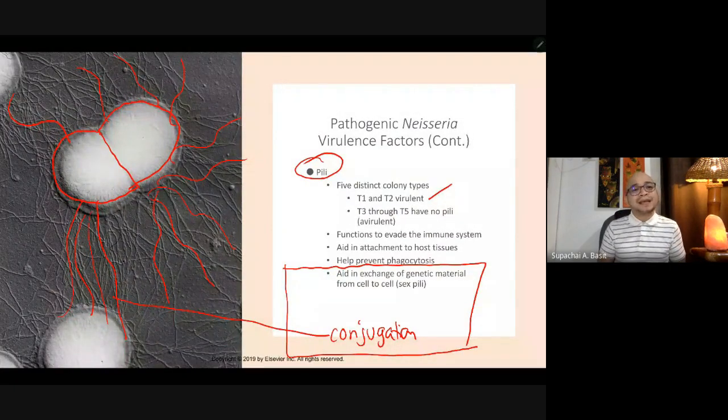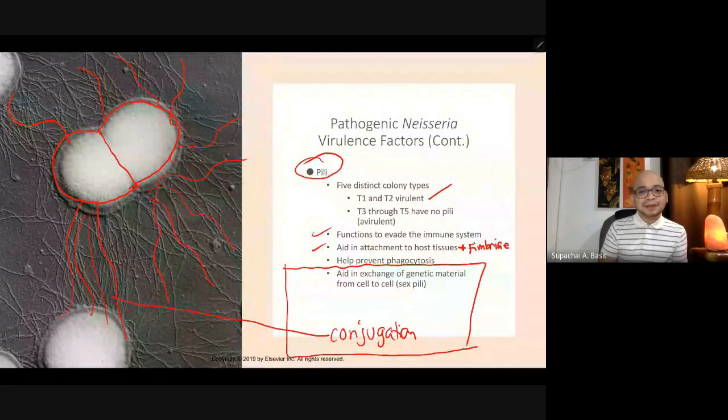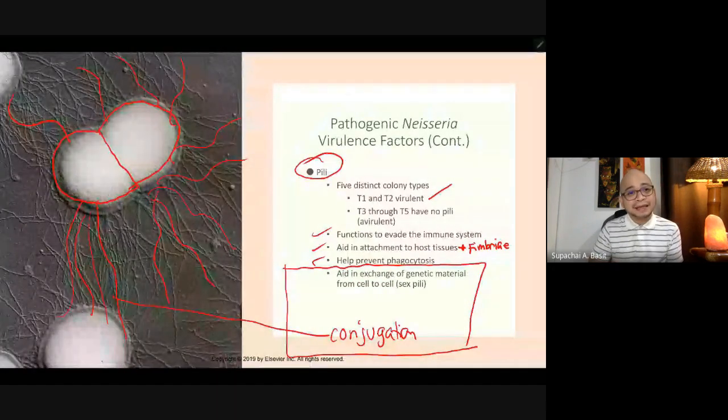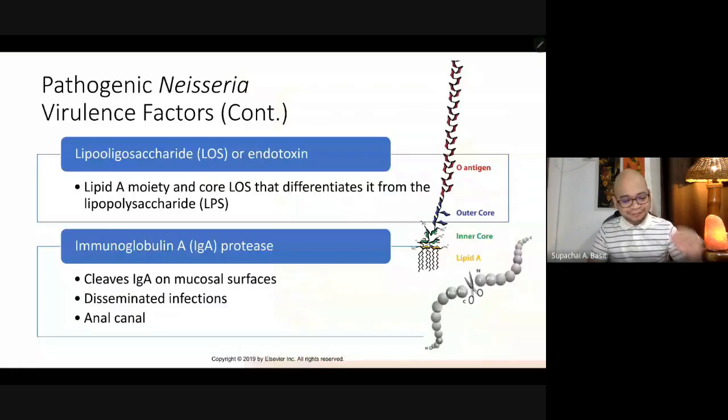So we do not want pili because it will evade our immune system. Iisahan niya yung immune system natin. It will aid in attachment to host tissues. In this particular description, this may pertain to Fimbriae, and it helps prevent phagocytosis. So that's the reason why we do not want pili, and pili will make the Neisseria more virulent.